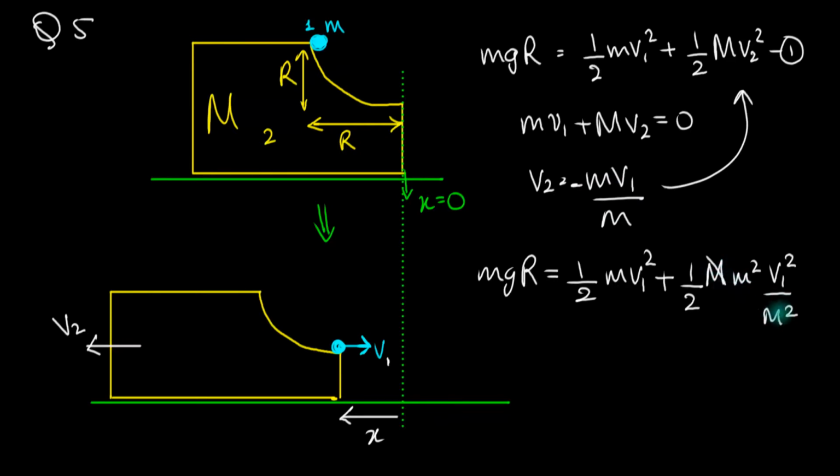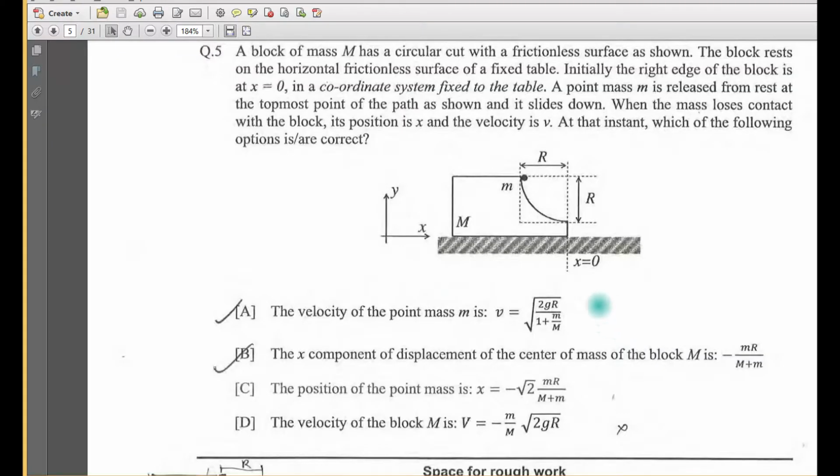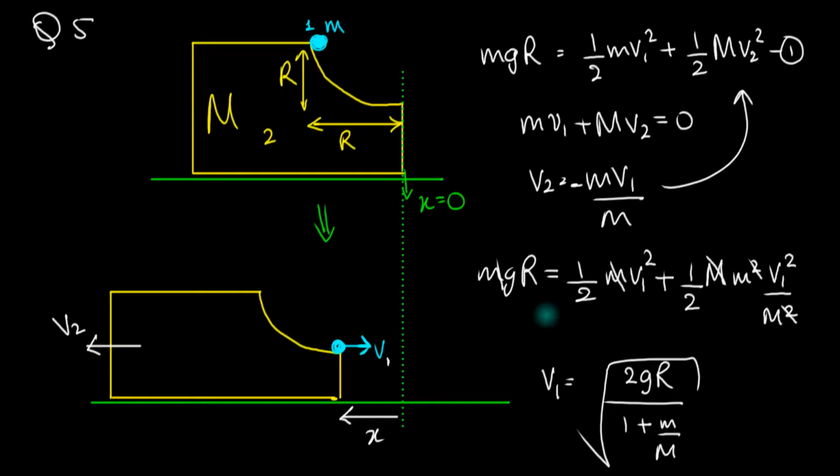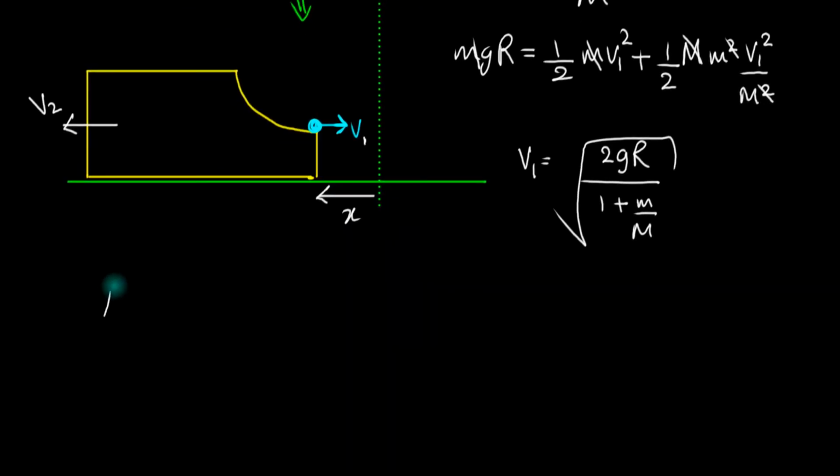We can lose the m's over here, and that gives us v1 as, let's see, the 2 goes over there, you get 2gr divided by 1 plus m divided by capital M, and you put a root over that. Alright, that's the velocity of the block. Yup, A is the answer.